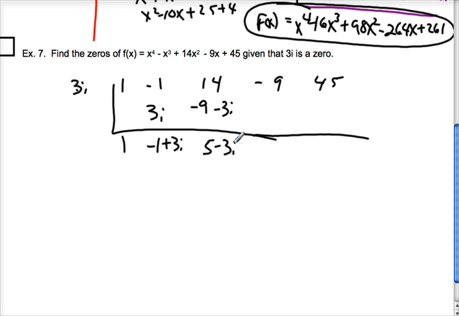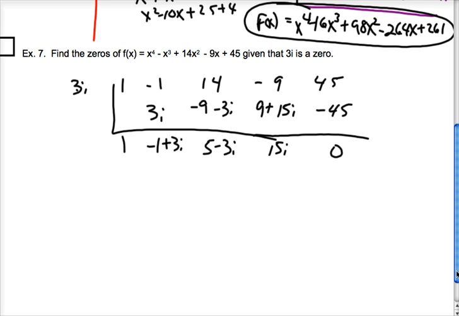Take 3i times both of those. 3i times 5 is 15i. 3i times negative 3i is negative 9i squared, which is positive 9. Add straight down, you get 15i. 3i times 15i, 45i squared, negative 45. That tells me I get a 0 at the end, just showing that 3i worked.